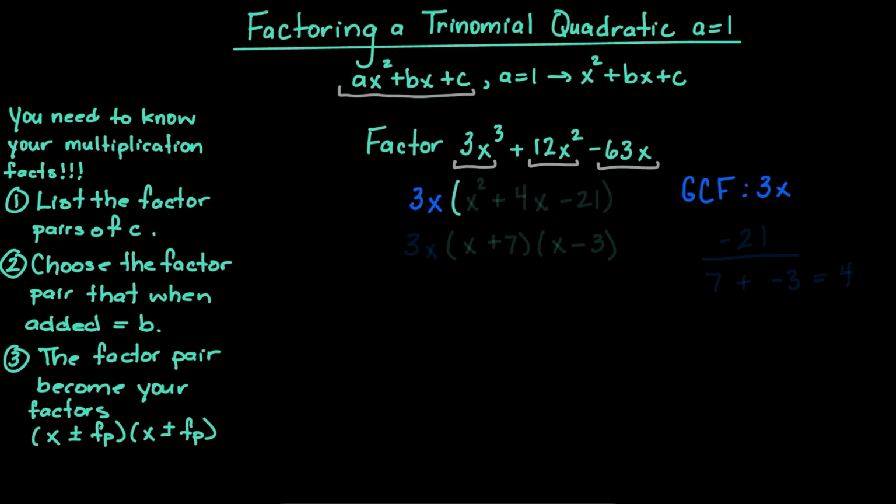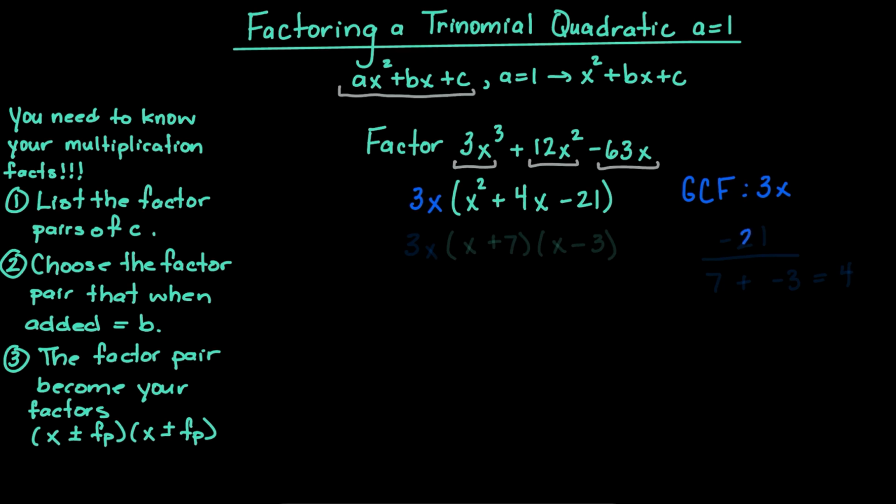3x cubed divided by 3x is x squared. 12x squared divided by 3x is 4x. And negative 63x divided by 3x is negative 21. Now we have a quadratic trinomial that we can factor.